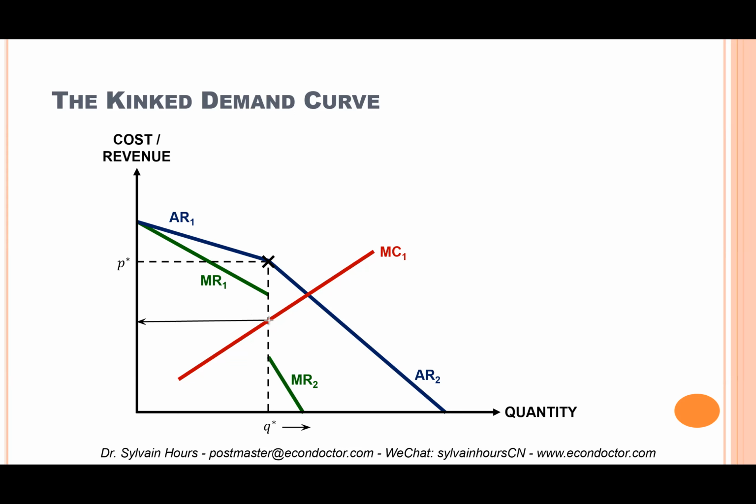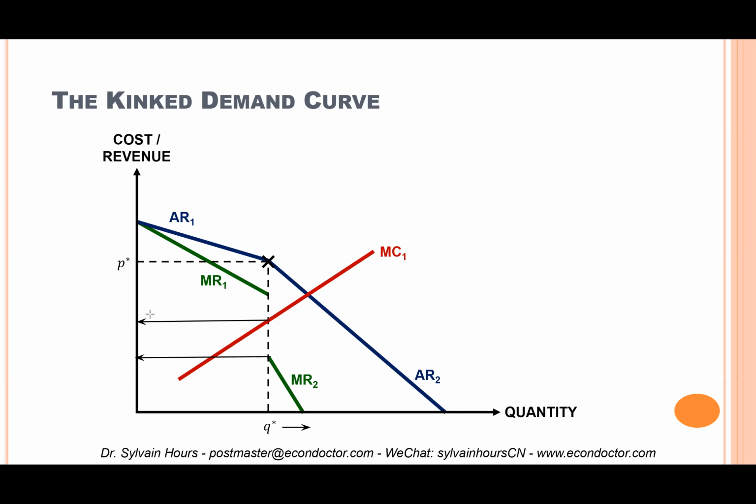So this is the cost of producing one more unit. That's the bad news. But the benefit is that if you produce one more unit, you can sell one more unit, and therefore you can increase your total revenue. Okay, but now we are to the right of Q star, so the change in total revenue is given by MR2.